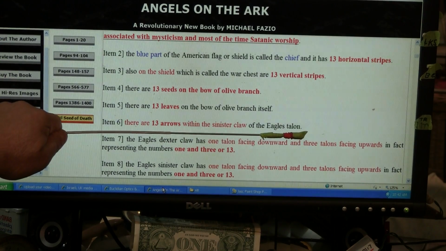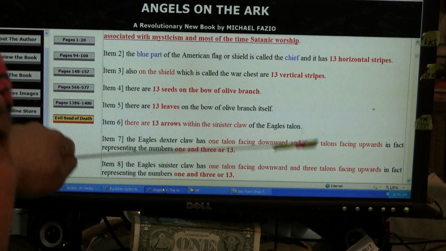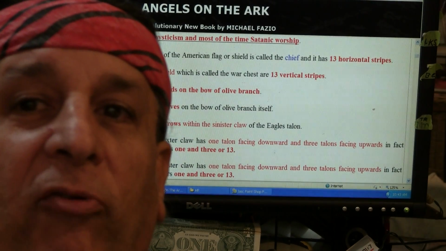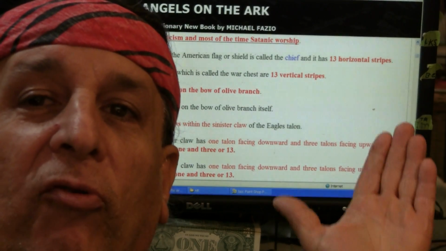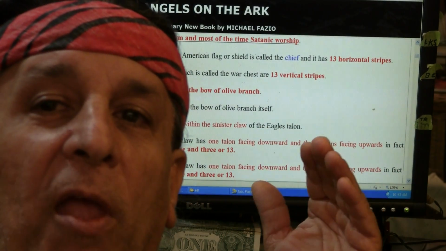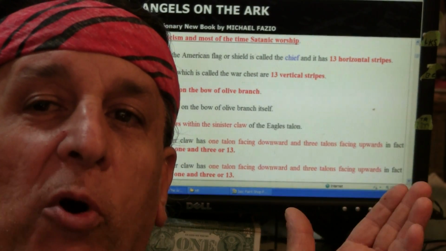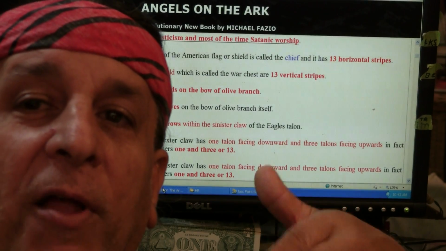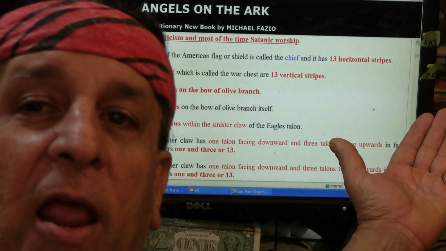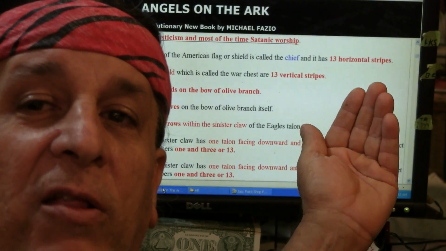Item number 6 is there are 13 arrows within the sinister claw. That's right, ladies and gentlemen, the claws have a definition or a definitive name. And this is the type of thing I discuss with you in my book, Angels on the Ark by Michael Fazio. I break down these words incrementally and give you the definitions of what the terminology of the words mean in today's world and what they meant in ancient history, if necessary, in relationship to the words in the Bible.